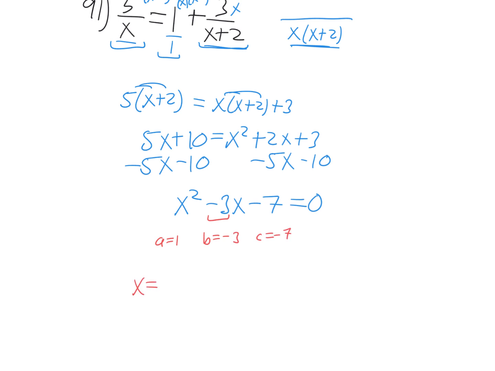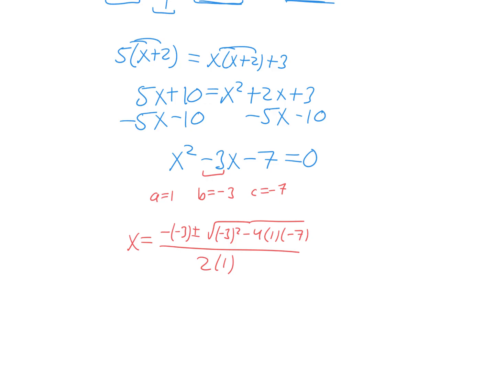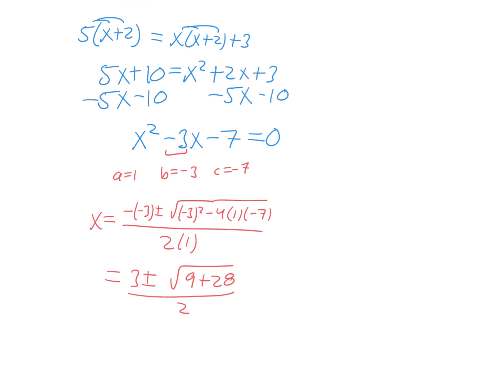So I'm going to do x equals negative b, so -3, plus or minus the square root of -3 squared minus 4ac, so minus 4 times 1 times -7, over 2a, so over 2 times 1. And then simplify this as much as we can. I get 3 plus or minus the square root of 9 plus 28, over 2. And then 9 plus 28 is going to get you 37. So I get 3 plus or minus the square root of 37, over 2.